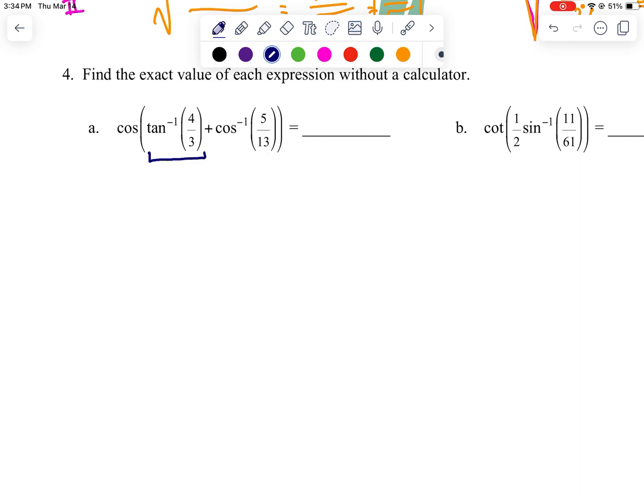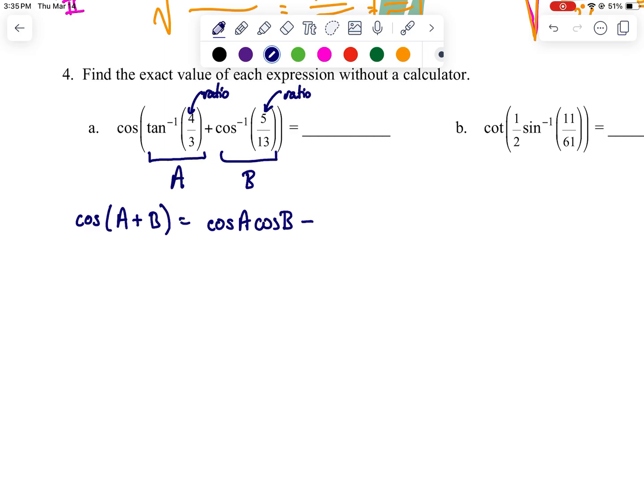So we know that when I take inverse tangent of the ratio 4/3, it is creating some angle A. And the inverse cosine of this ratio is creating some other angle B. And so really then what we have is the cosine of angle A plus angle B. And we know that that's a formula. That's the cosine of A, cosine of B, minus the sine of A, sine of B. So now we just need to plug all that in.